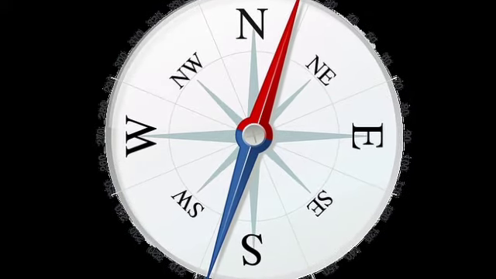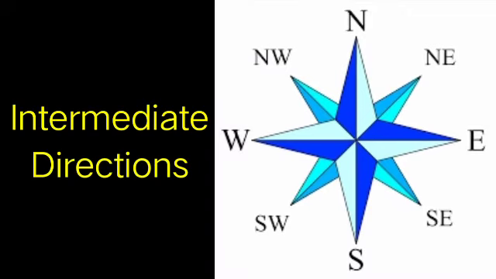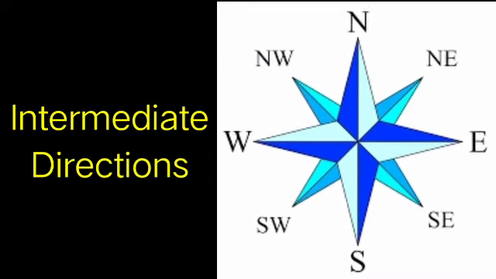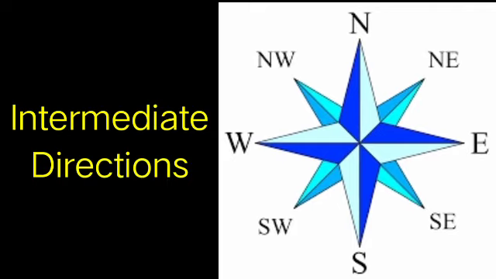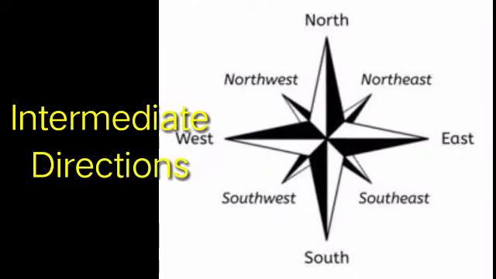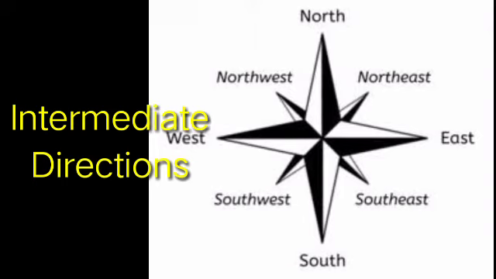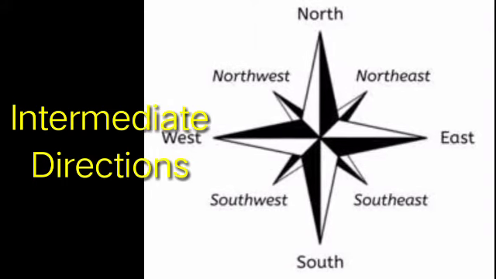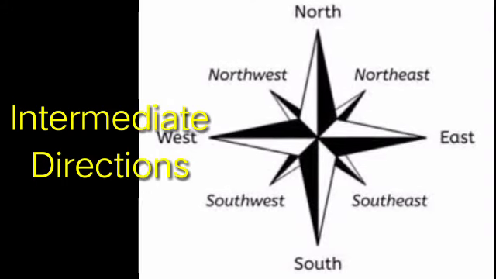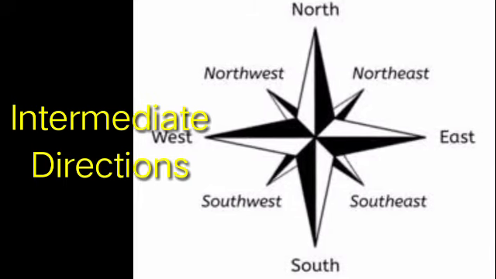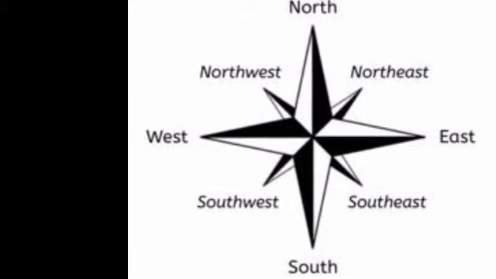We can also mark the four intermediate directions on a map, which are: northeast lies between north and east. Northwest lies between north and west. Southeast is between south and east. Southwest lies between south and west.